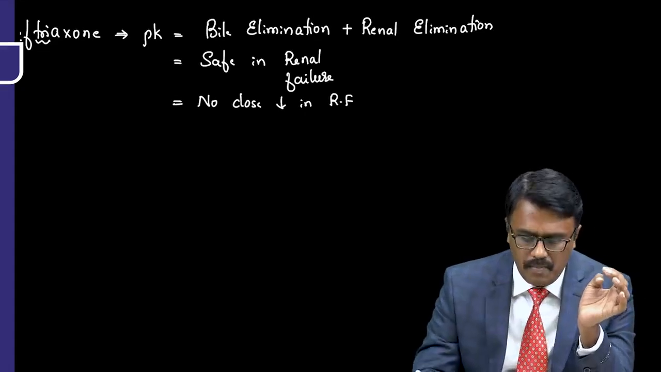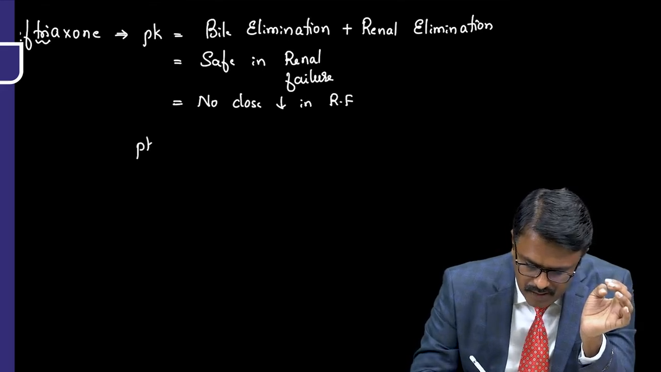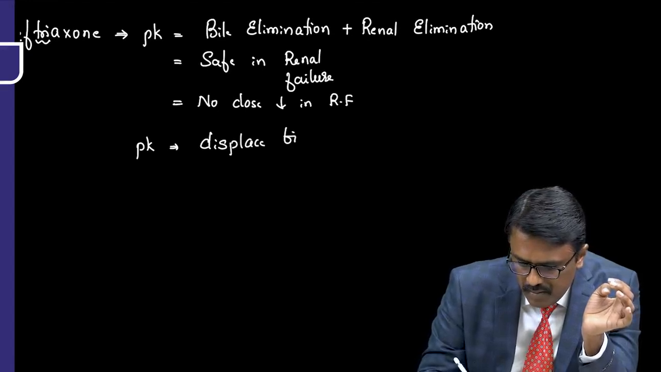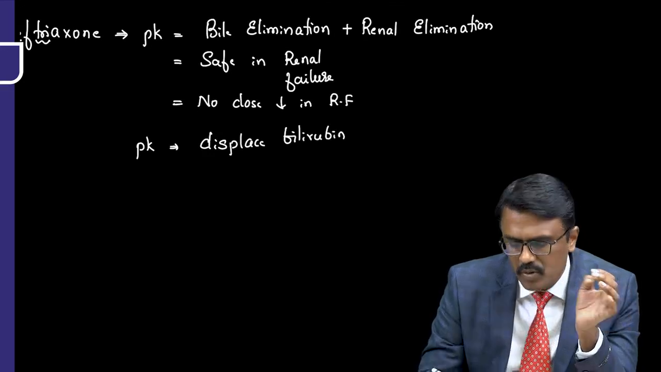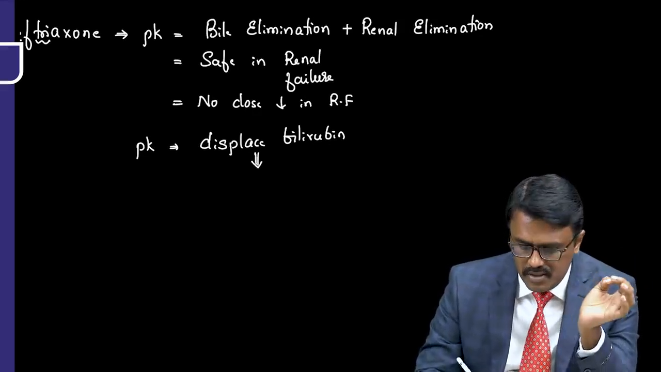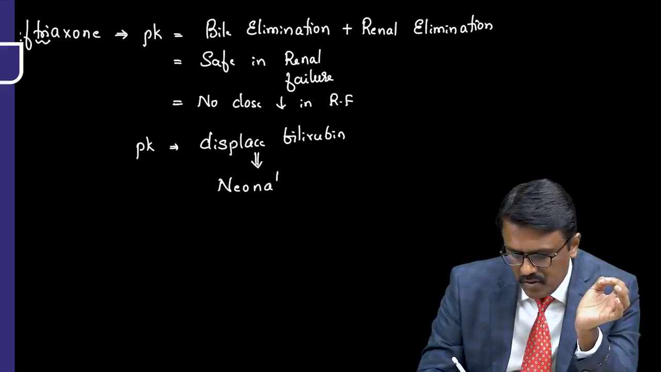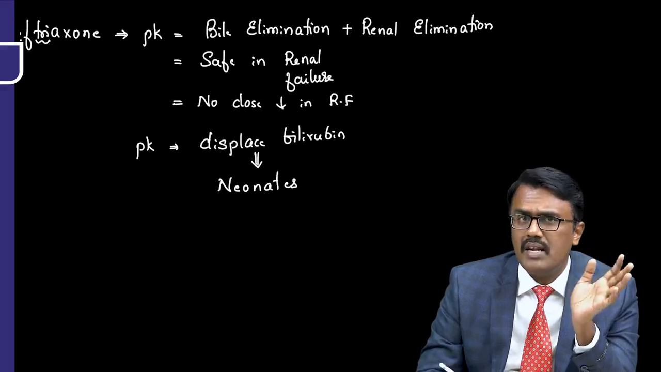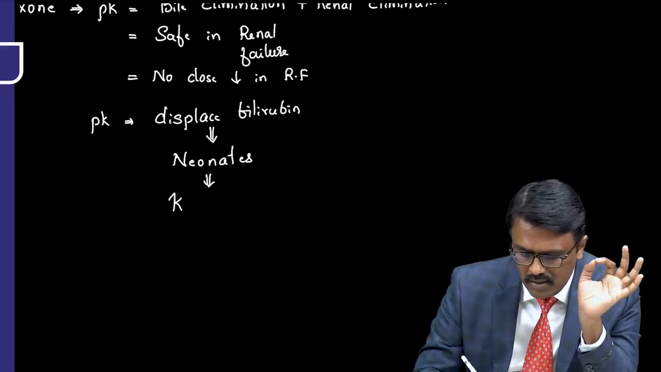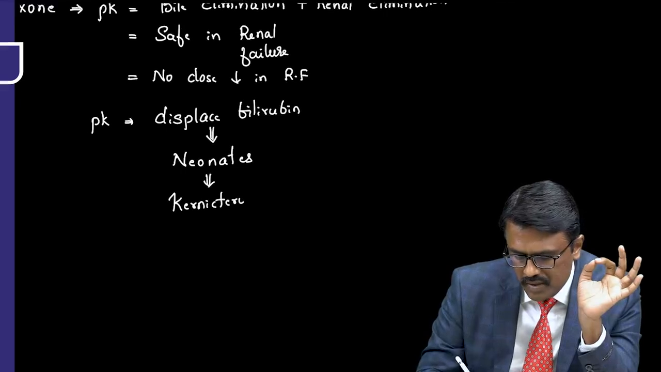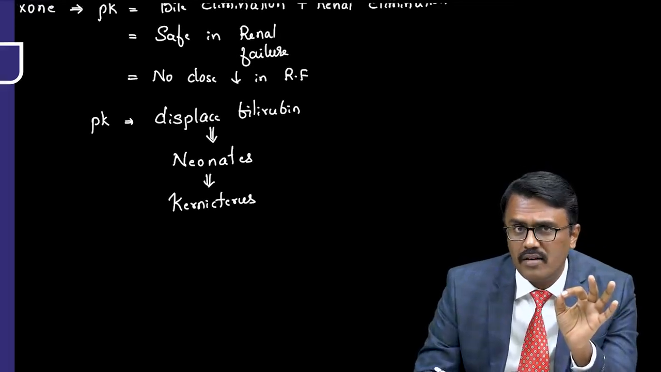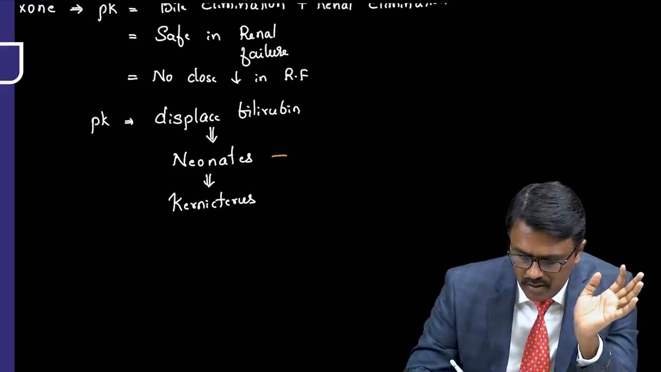Now, another pharmacokinetic importance is the drug can displace bilirubin from the plasma protein. Particularly, this problem can occur in neonates. Neonates, that is less than 1 month or less than 28 days, are called neonates. In them, it can displace bilirubin and cause kernicterus. So there is a chance of kernicterus. So don't use ceftriaxone less than 28 days. So what should we give for neonates?